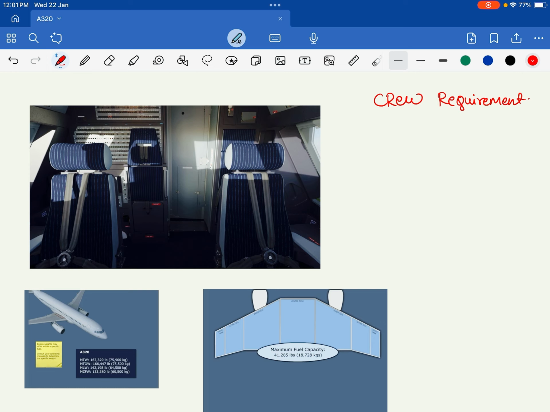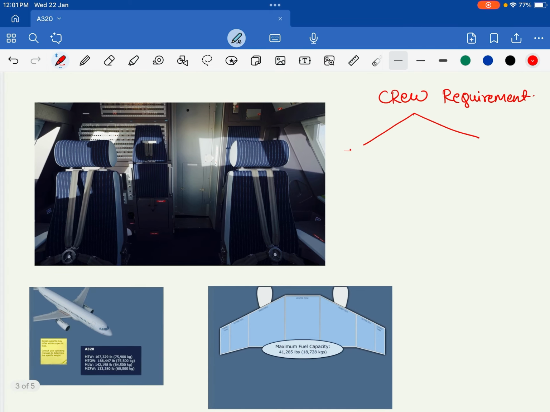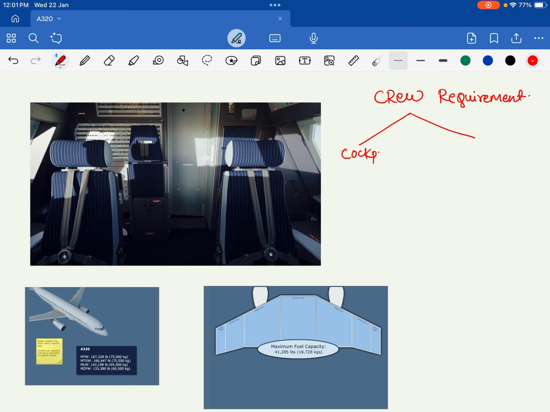So there are two types of crew. First is cockpit crew and second is cabin crew. First we will discuss the cockpit crew. So minimum 2 pilots are required in the cockpit. Out of these 2 pilots, one will act as a PF and one will act as a PM. PF stands for pilot flying and PM stands for pilot monitoring.